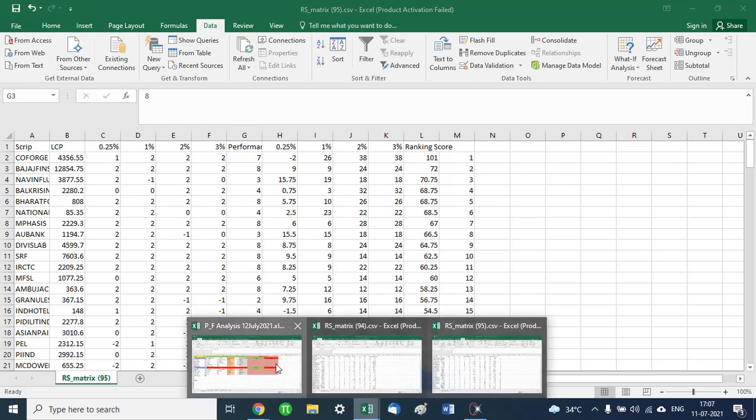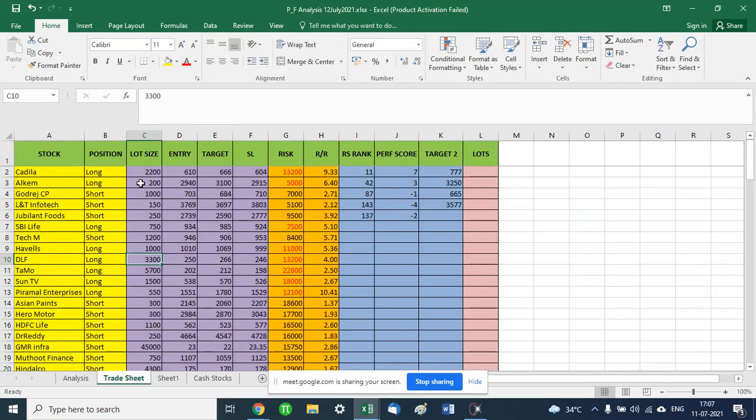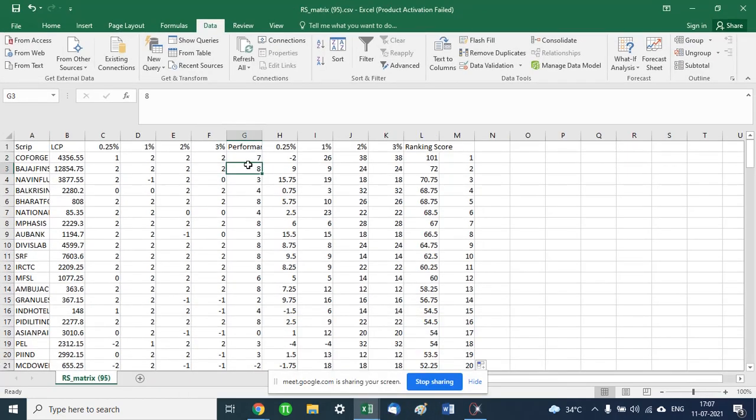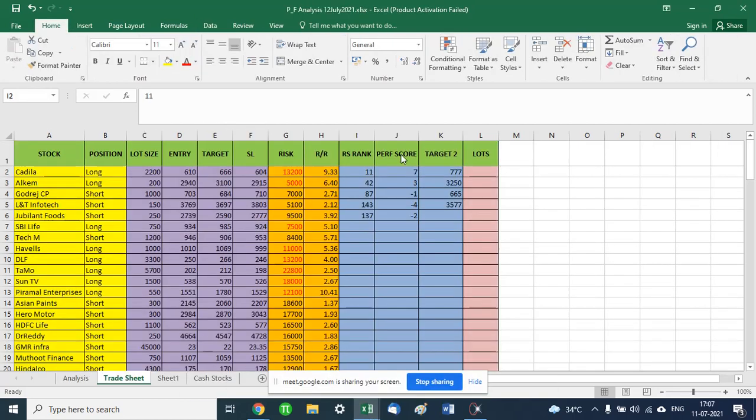And in my trade sheet here, from the chart, I'll put in the entry level, target, and stop loss. Target from the anchor column. Stop loss would be the double bottom sell level. And I'll put in the relative strength rank. So for Bajaj Finserv, I'll put in 2 here because it has a relative strength rank of 2, as we have seen. And I'll put in the performance score as 8 in this sheet.